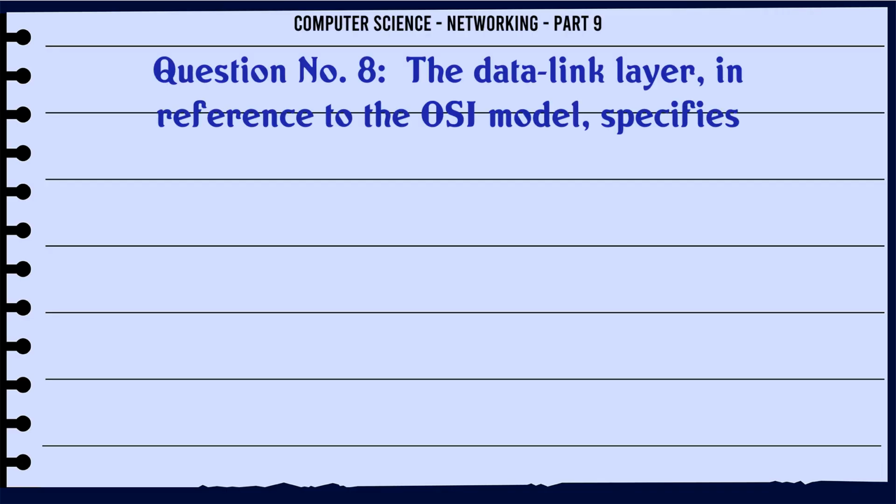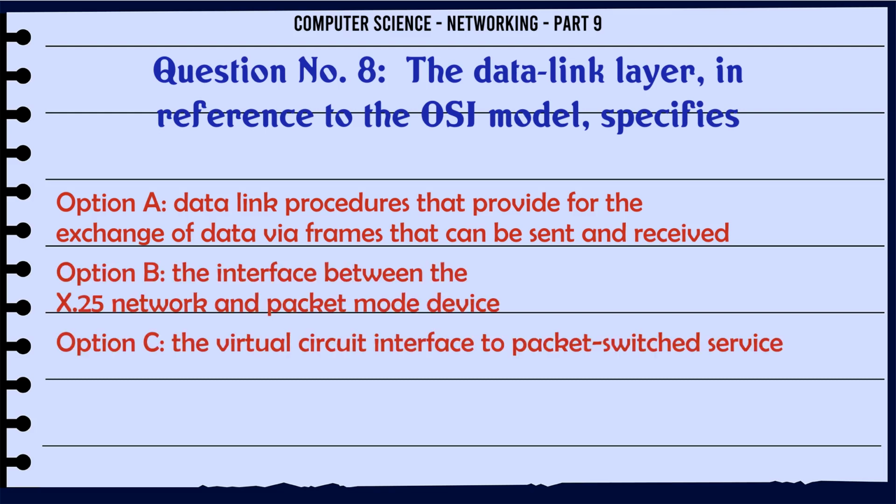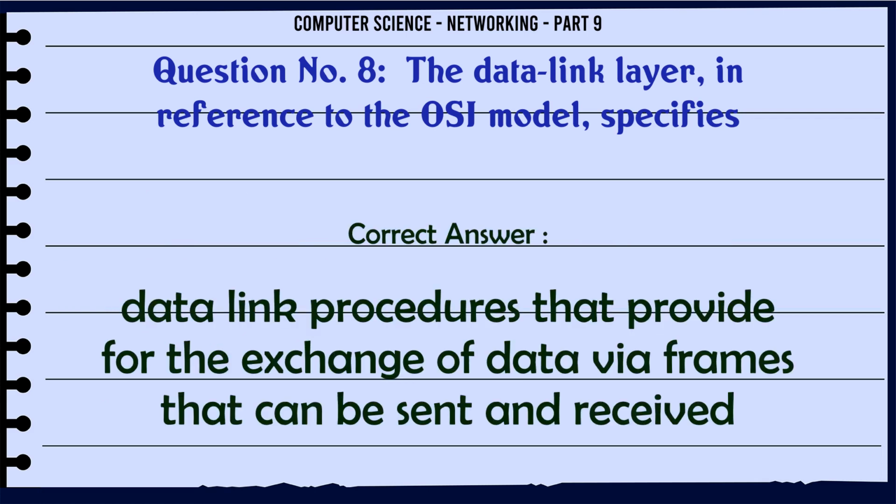The data link layer in reference to the OSI model specifies A. Data link procedures that provide for the exchange of data via frames that can be sent and received. B. The interface between the X.25 network and packet mode device. C. The virtual circuit interface to packet switched service. D. All of the above. The correct answer is data link procedures that provide for the exchange of data via frames that can be sent and received.